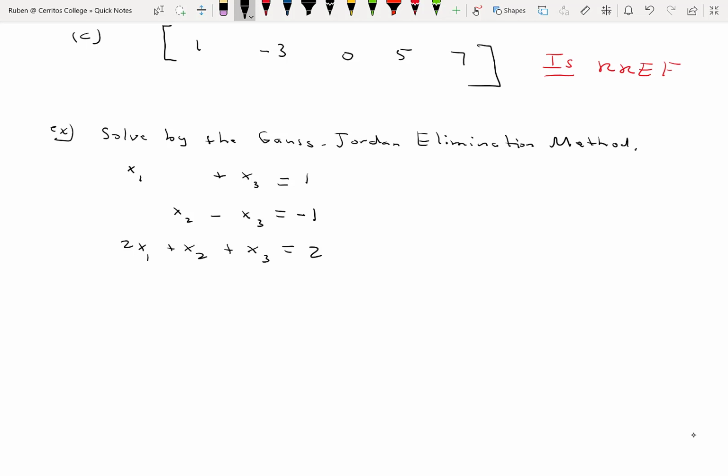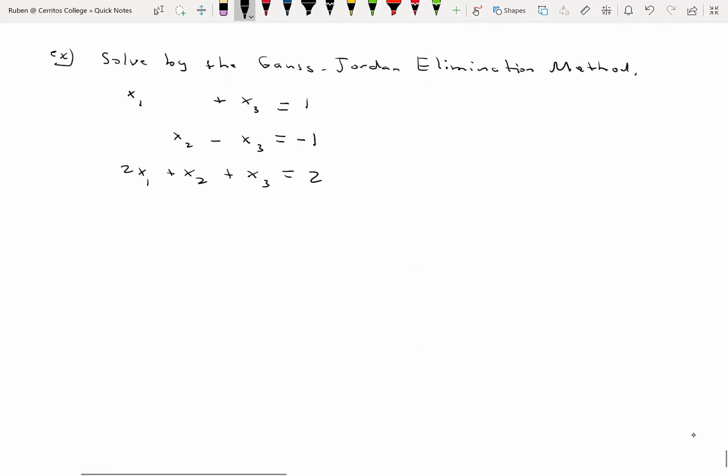So here's our system, solved by the Gauss-Jordan elimination method. First step, write out the augmented matrix for the system. 1, 0, 2, 0, 1, 1, 1, negative 1, 1, 1, negative 1, 2. Dotted line to separate the coefficients of the variables from the constants for the system. Okay. So remember, the idea is to try to get the reduced row echelon form for this matrix.